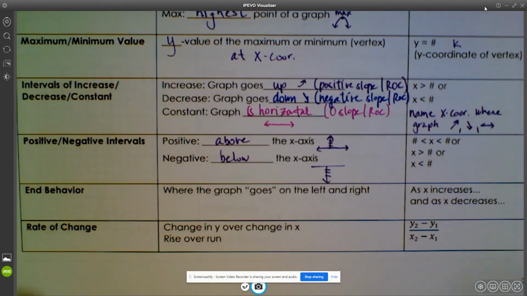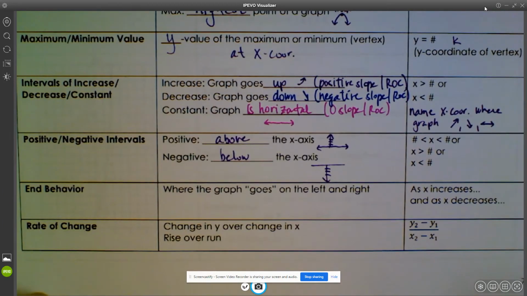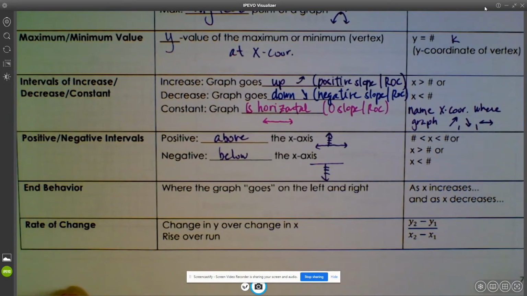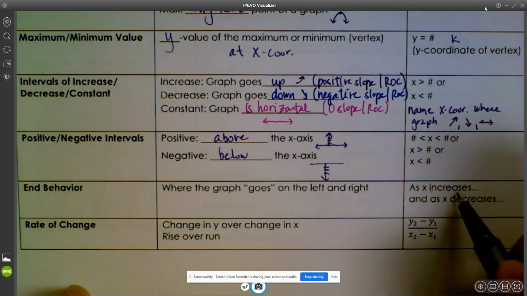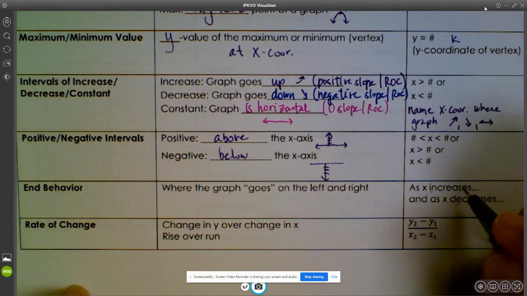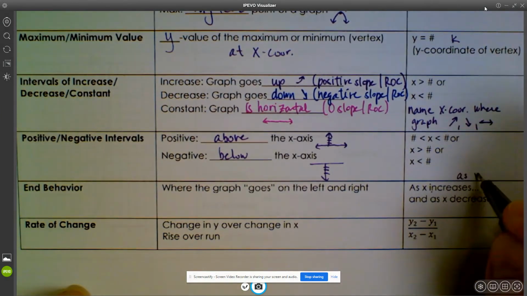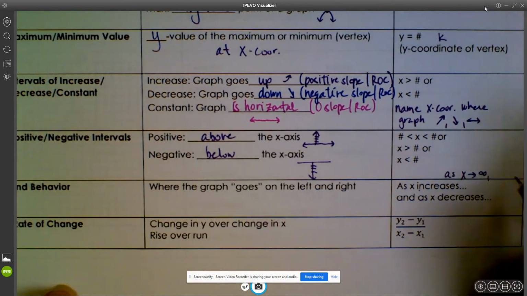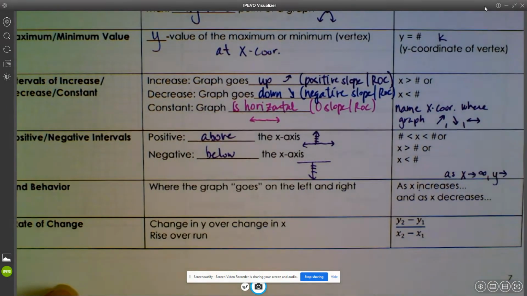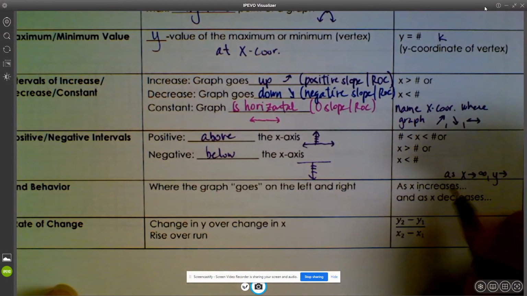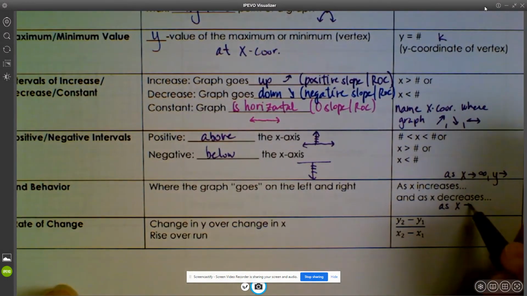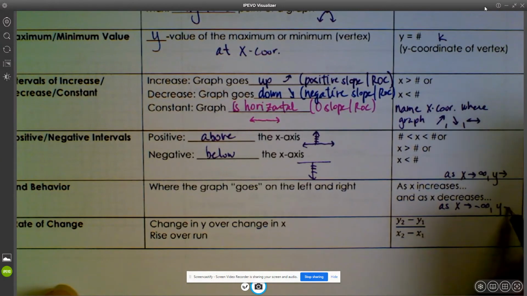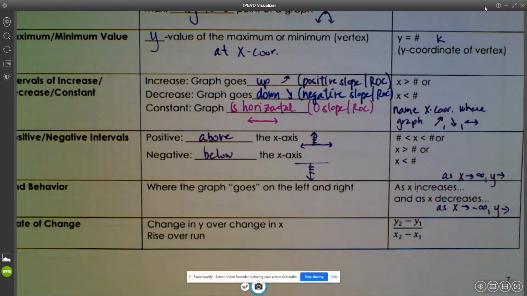All right, the end behavior. That is where the graph goes to the left and to the right. So it says as x increases. What we're saying here is as x goes to infinity, I want to know, where does y go? And as x decreases, as x goes to negative infinity, where does y go? That's really what we're asking.